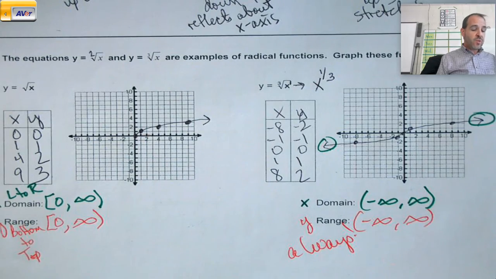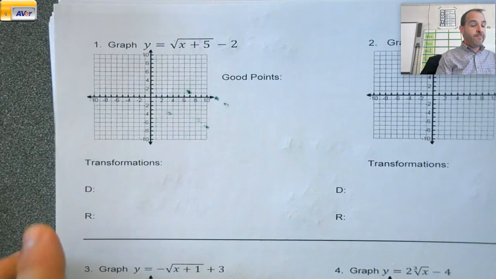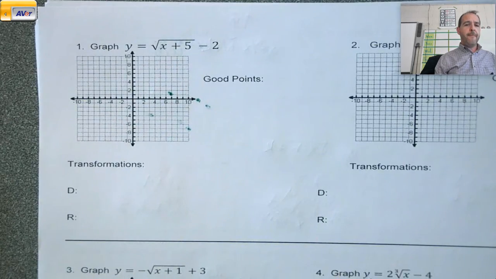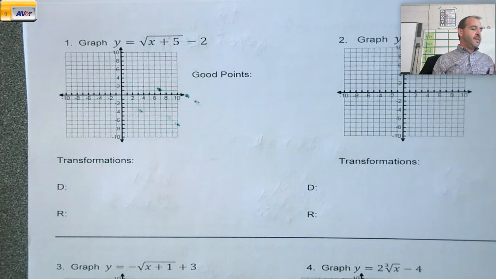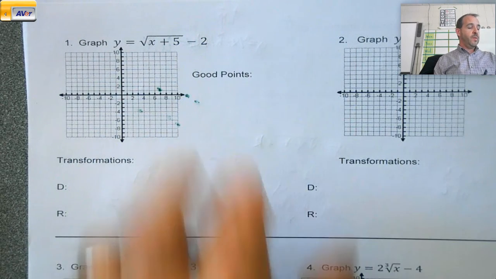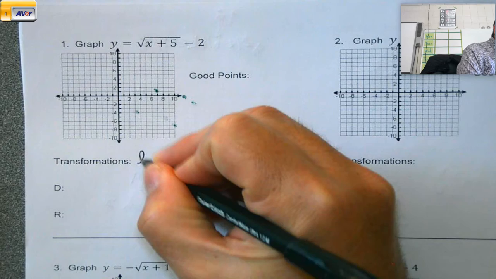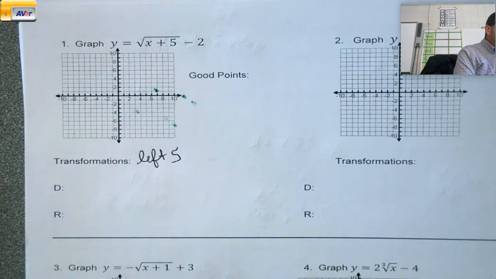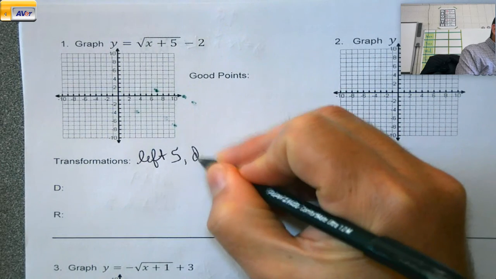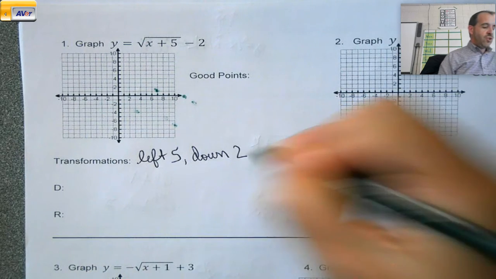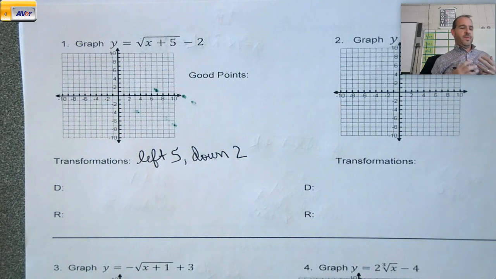Okay. So, what happens when these do start to shift around, though? How am I going to deal with that? Am I just going to deal with the calculator? Am I going to try and do it on my own? You have some options, okay? First thing you always should do with these is figure out what your transformations are. So here, the transformations: left 5, down 2.